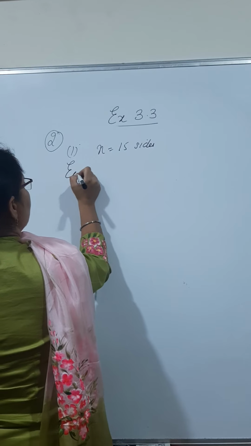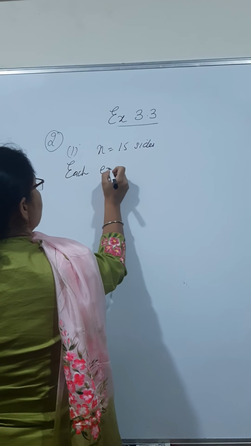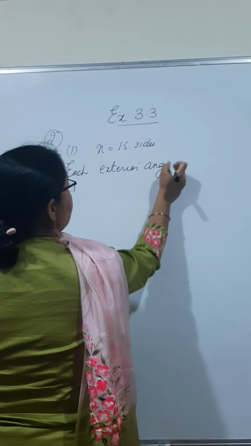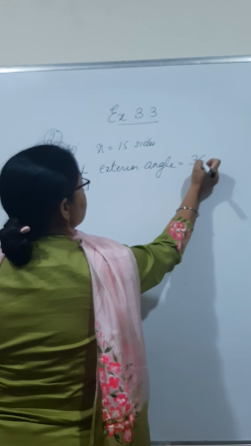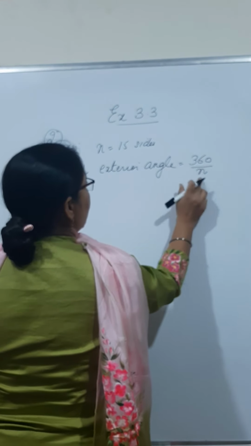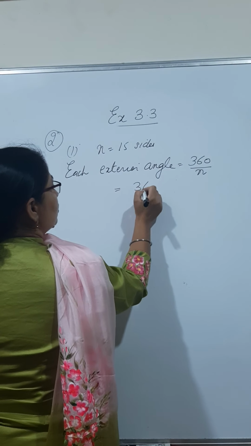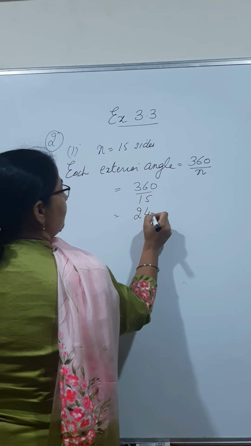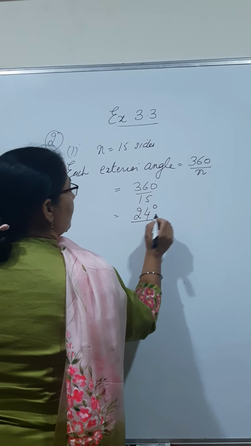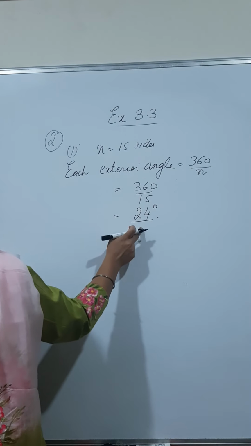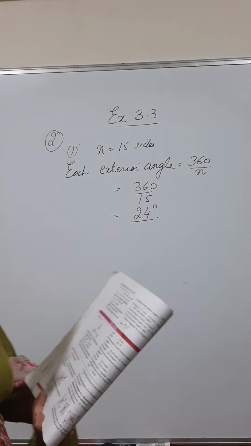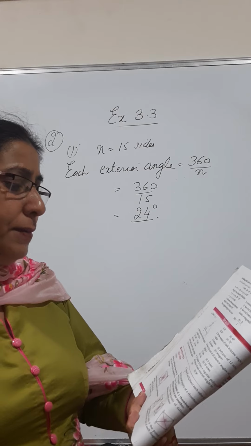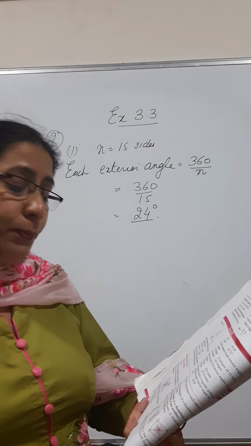So what do we say? We know the formula: each exterior angle is equal to 360 divided by n, where n is the number of sides. So 360 divided by 15: 15 2s are 30, 15 4s are 60. So each exterior angle of this polygon will be equal to 24 degrees. In the same way beta, you can do the second, third and fourth parts.